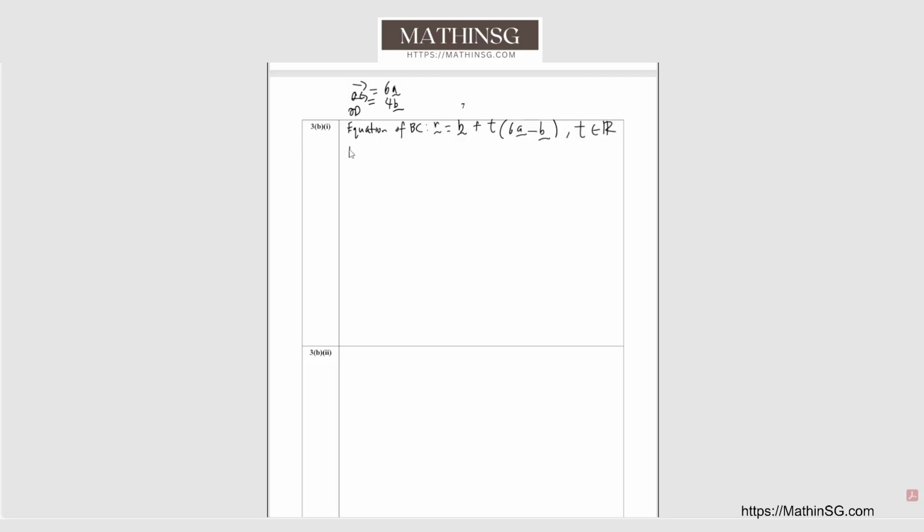Next I need to find the equation of line AD. So again, r equals a position vector on the line, then maybe I'll use k as the constant. Then I need AD, right? I know AD is OD minus OA, so OD is 4b. Okay, so this is AD, and k is real. So E is the point of intersection between BC and AD, right? So at E, these two are equal to each other.